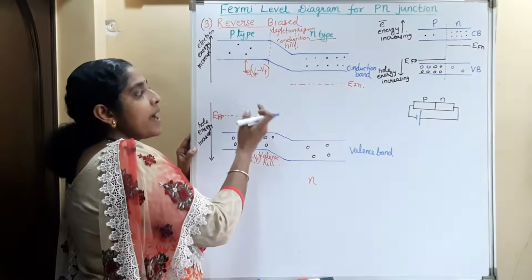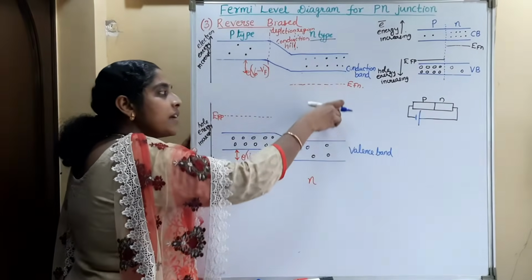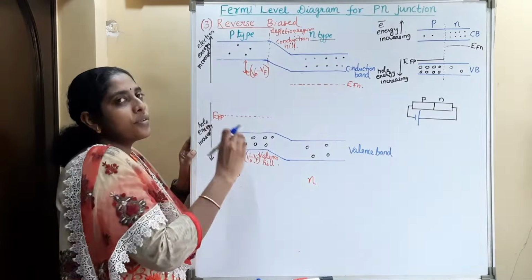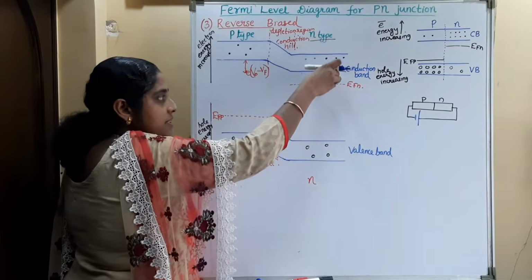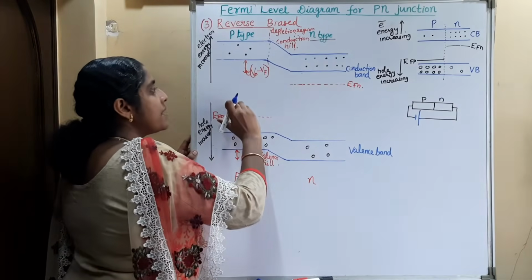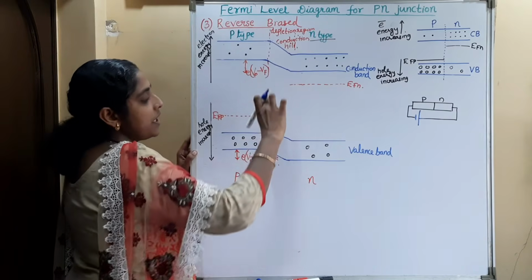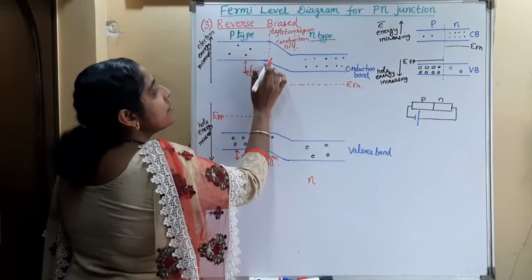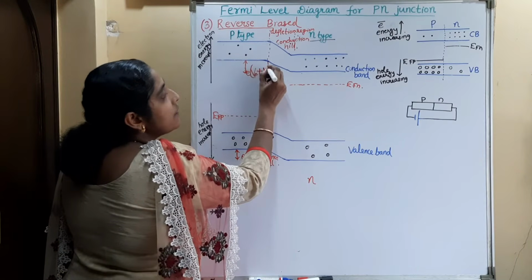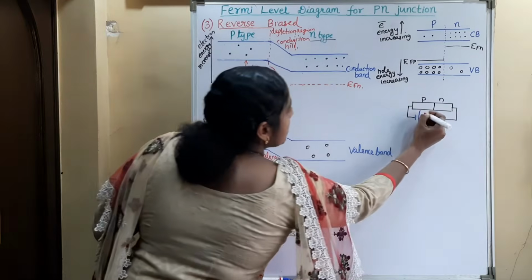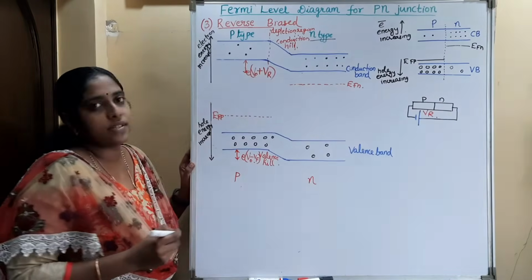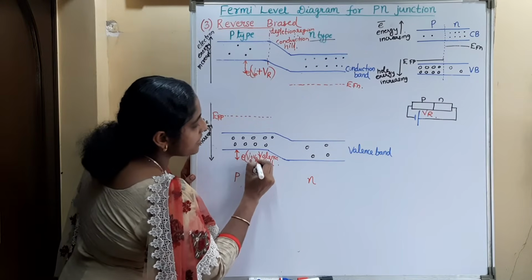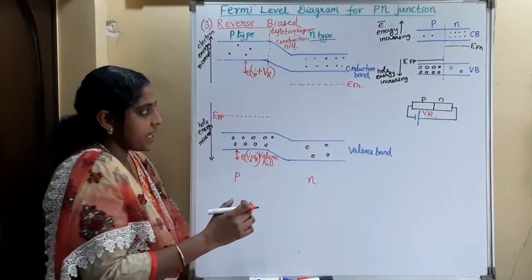Corresponding to that shift in the band structure, the Fermi level on the N side shifts downwards and the Fermi level on the P side shifts upwards. Due to the downward shift on the N side and upward shift on the P side, the height of the conduction hill and the valence hill will increase, and that height will be equal to e(V0 + VR), where VR is the reverse voltage across the diode. Here also the height of the valence hill becomes e(V0 + VR). We can redraw this diagram.